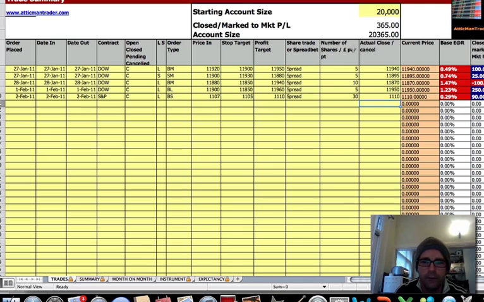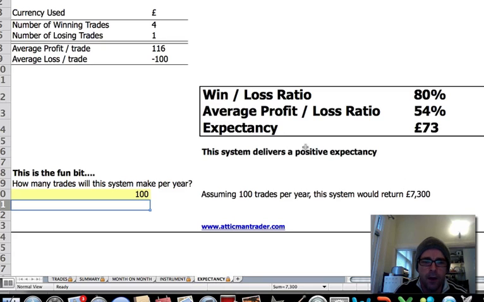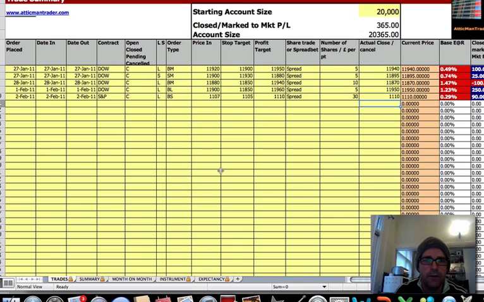So you can see that just by modelling 5 sample intraday trades with the £20,000 account, over the course of a year, if we were to trade the system 100 times, we would make £7,300, which is a return of between 30 and 40%. So there are the details of the trading journal.